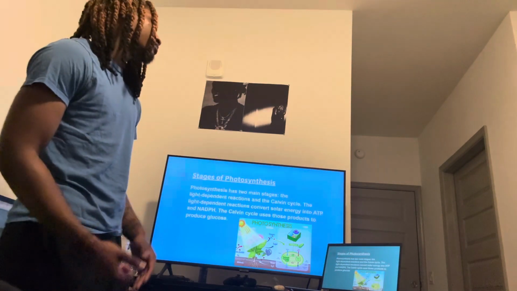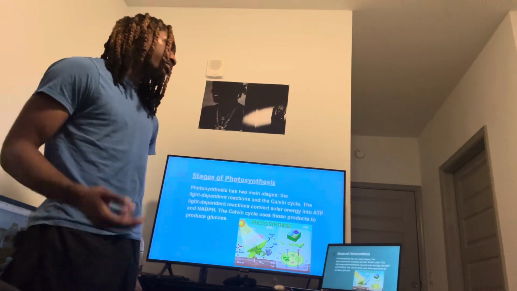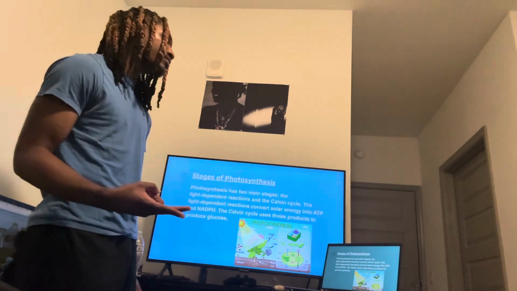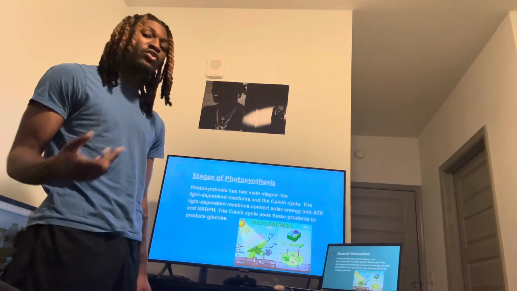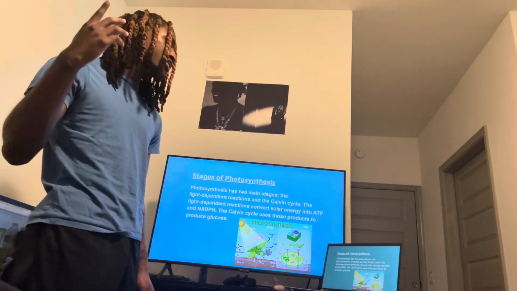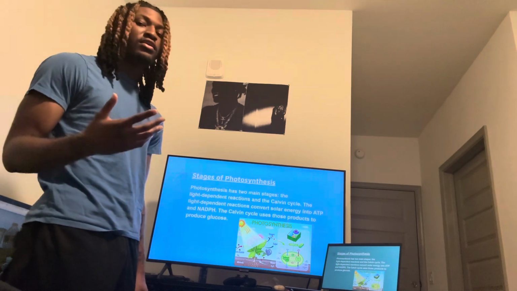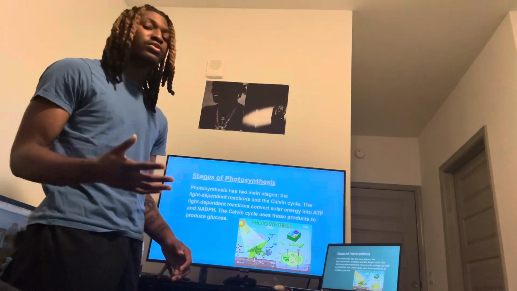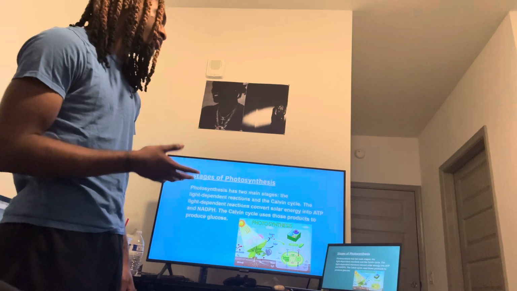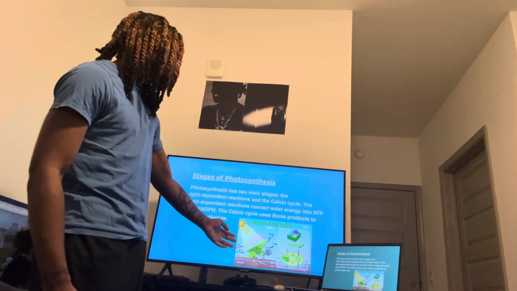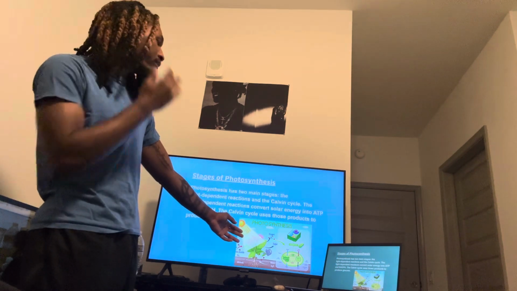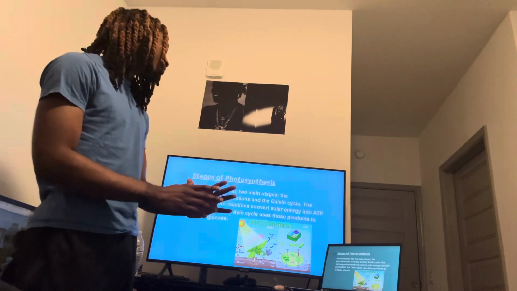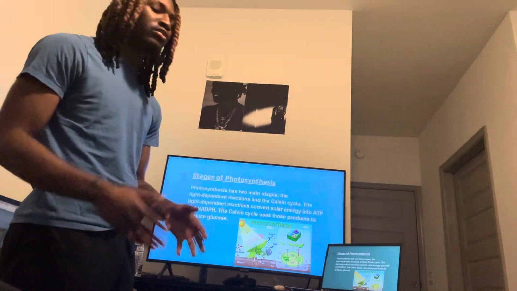The stages of photosynthesis are mainly two: the light-dependent reactions and the Calvin cycle. The light-dependent reactions convert solar energy, which is the energy from the sun, into ATP and NADPH. The Calvin cycle uses those products to produce glucose, which is the sugar inside of the plants. This diagram also shows how the sunlight is coming down and bringing in carbon dioxide to produce the oxygen and the glucose.